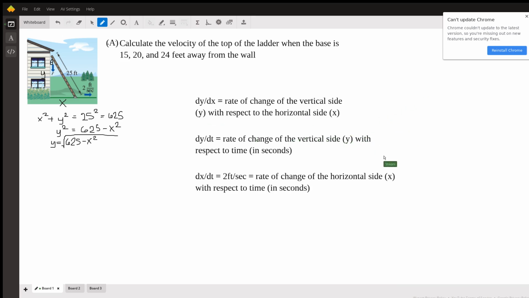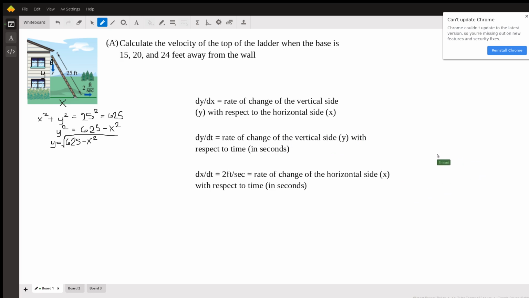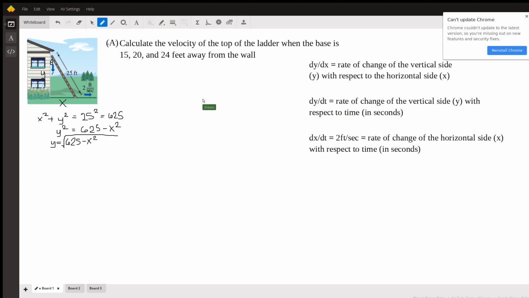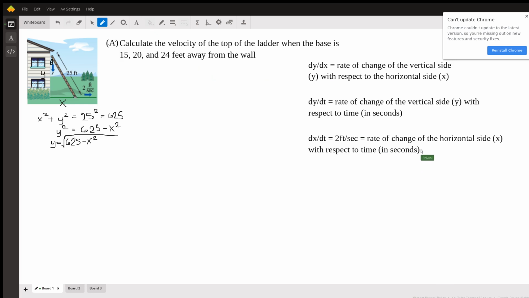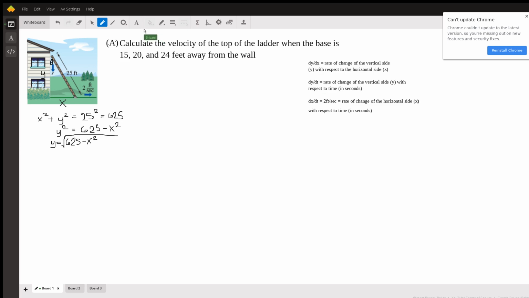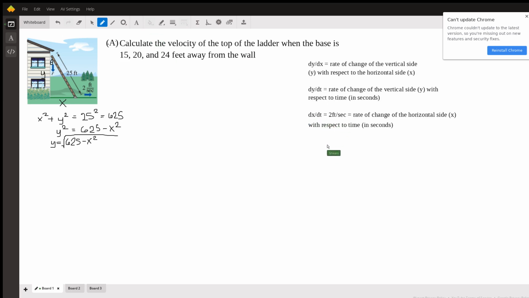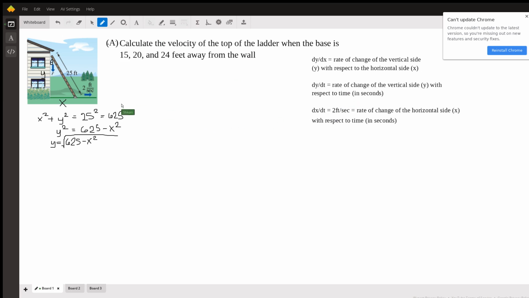All right, so these are just some key definitions which I want you to think about as we move on through the problem. Let me see if I can make this smaller. All right, there we go. So with this in mind, let's now find dy over dx given our expression.